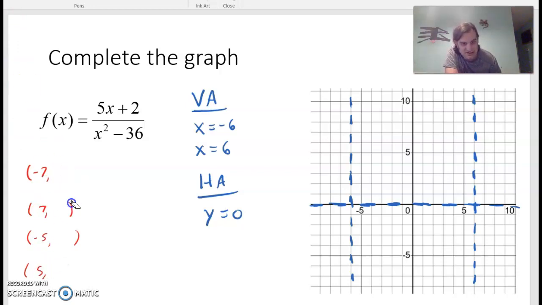So I'm going to once again pause and plug all these numbers in my calculator and see what I come up with and try and complete the graph. So I'll see you in a minute.